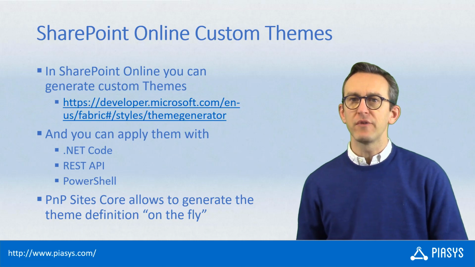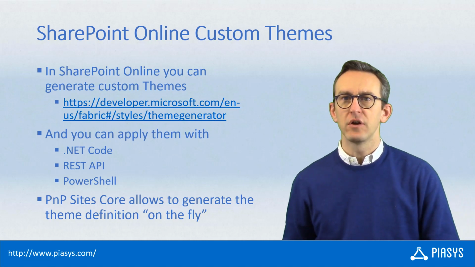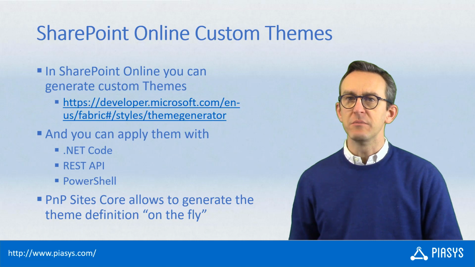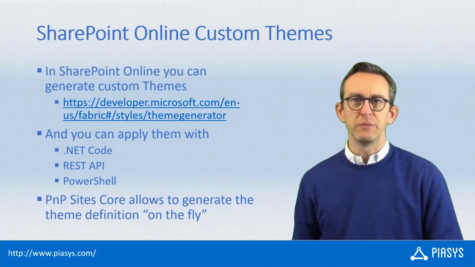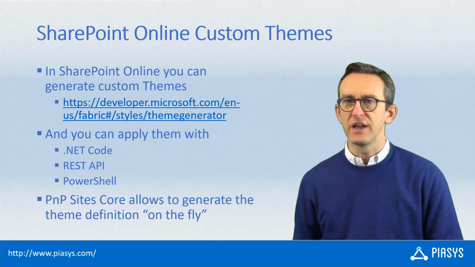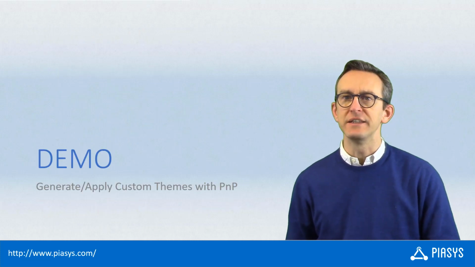You can simply provide the three colors that I told you, so the main color, the text color, and the background color, to a utility class which will generate for you on the fly a theme definition that you can later on use in your code during provisioning of a site or just for the sake of applying that theme to an already existing site. So let me move to the demo environment and let me show you how you can do that in practice.